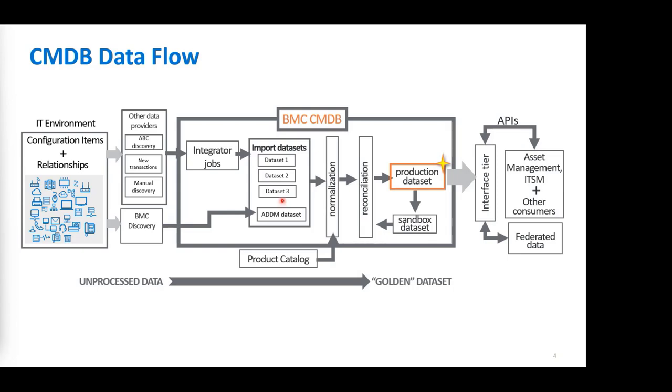Then we pass that data to normalization. Normalization basically will correct the data, the attributes, and do the cleanup part. We'll see what normalization does in our upcoming slides. Once the data is normalized, it goes through the reconciliation process, where we combine the data from the different sources, and that combined data, or one final product about that CI, goes into your production data set. That's when it is then available to all other applications to consume from there.